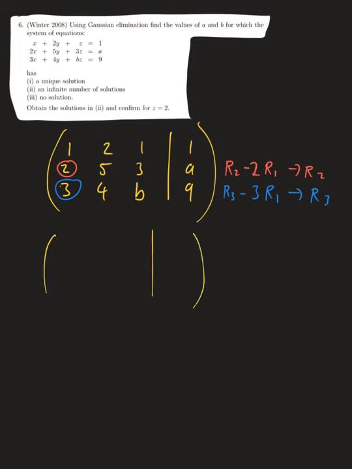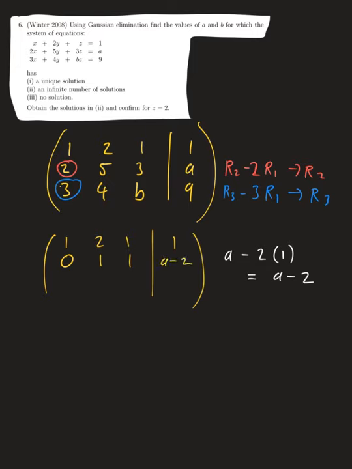So my first row here doesn't change. I have 2 minus 2 times 1 gives me the 0 that I was looking for. 5 minus 2 times 2 is equal to 1. 3 minus 2 times 1 is equal to 1. And a minus 2 times 1 is a minus 2. So that's the second row.